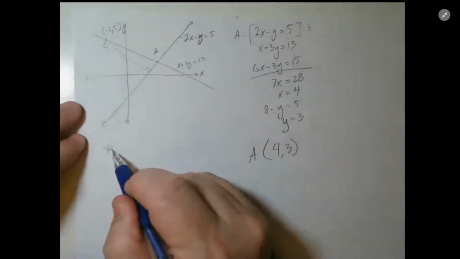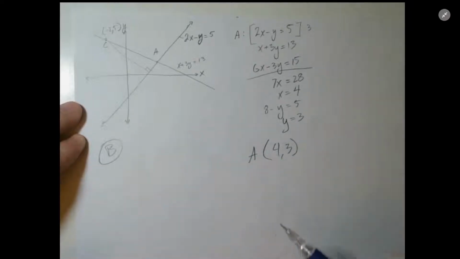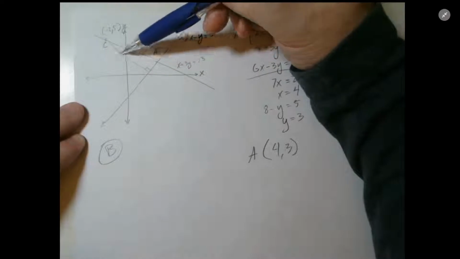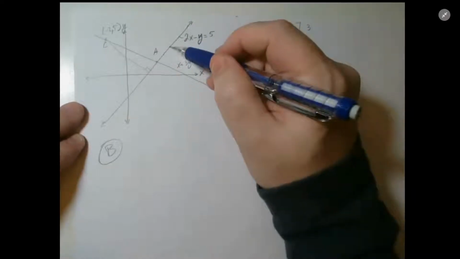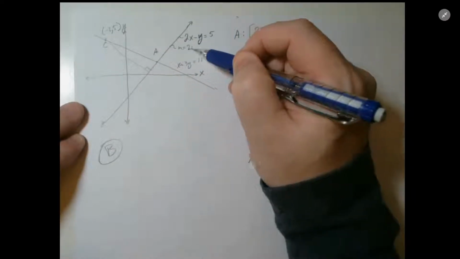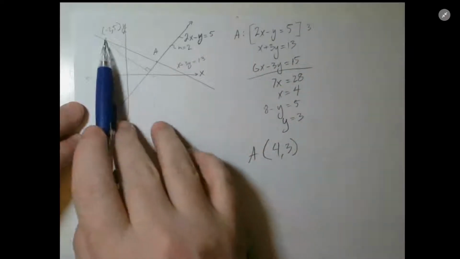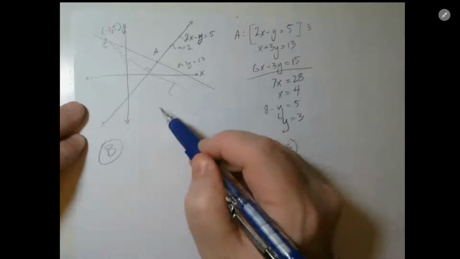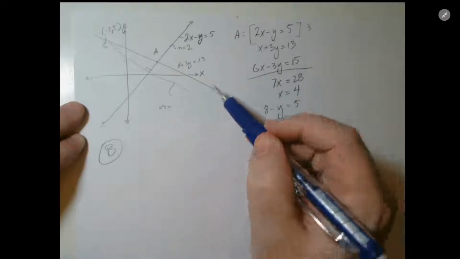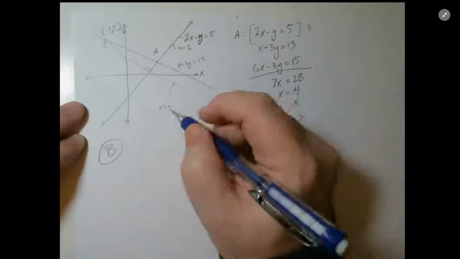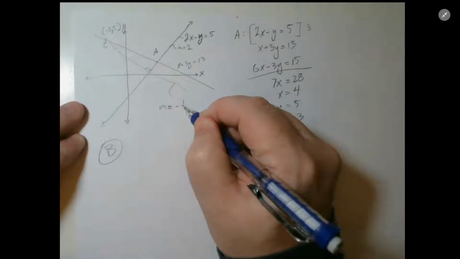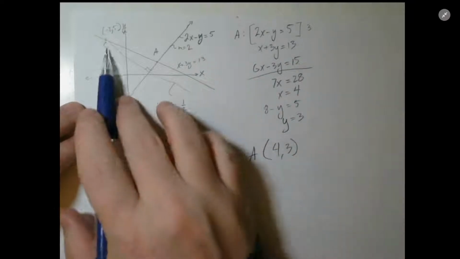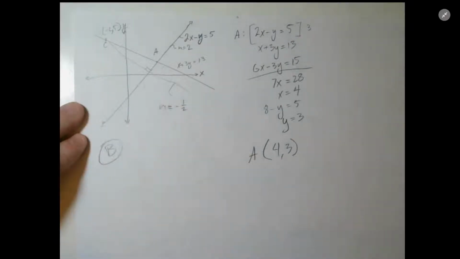B is a little bit trickier because they didn't give us the equation of this line, but they did give us the slope, because the slope of this one is 2. And so the slope of this one has to be the negative reciprocal because they're perpendicular. So this is negative 1/2 is the slope. And I'm going to use point slope form with my point being C.